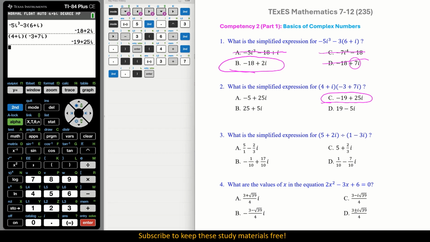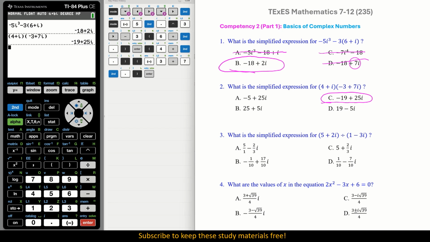But mistakes happen. We have Google these days, and the TI-84 disagrees. And I did it by hand, and they are incorrect. So that's all I'm going to say about it. Let's move on to number 3. What is the simplified expression for this one?